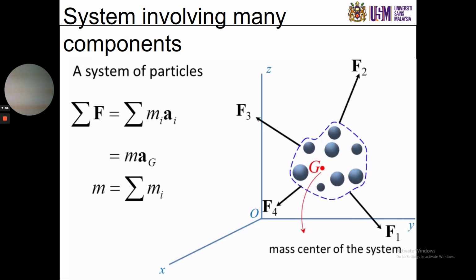So for a system involving many components, for example, a lot of masses in one system, the sum of forces equals the sum of m_i a_i. This also equals the total mass times the acceleration at the center of gravity. And this is the total mass.